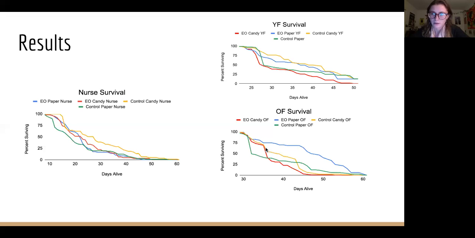And it looks like with the EO paper, they survive longer when they're older, which is contrary to my hypothesis, but still quite interesting. I expected the young foragers to have the greater effect from the treatment, but the old foragers did. And that might have to do with the fact that they weren't actually foragers. They were just older.